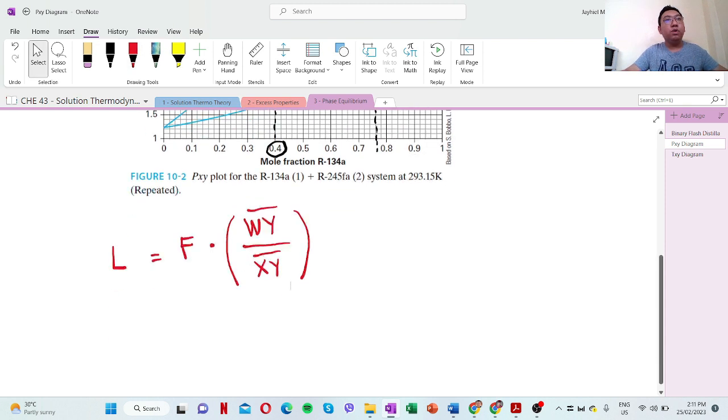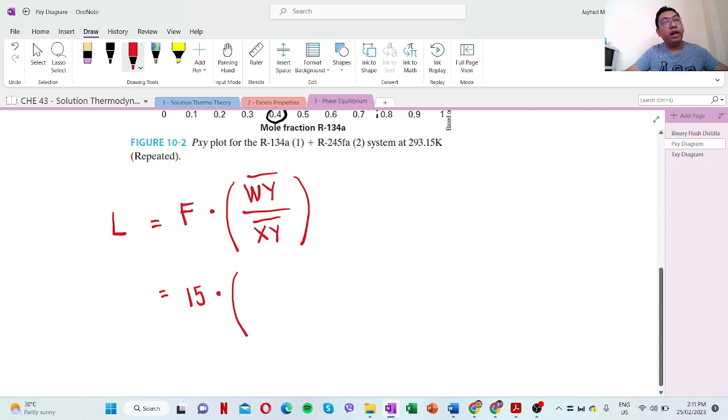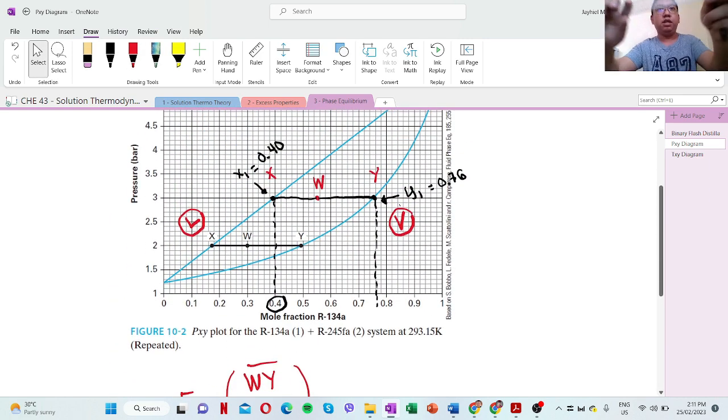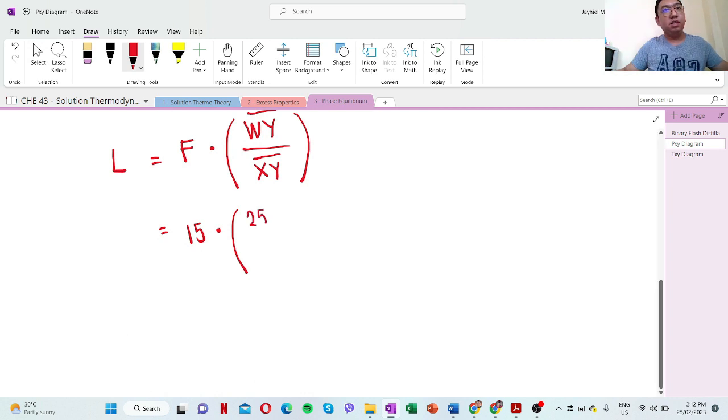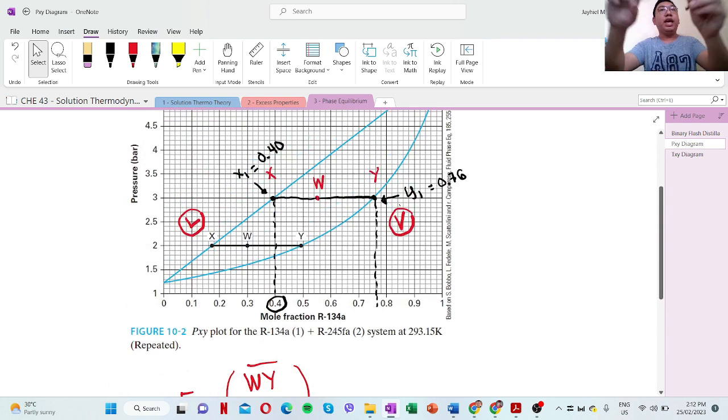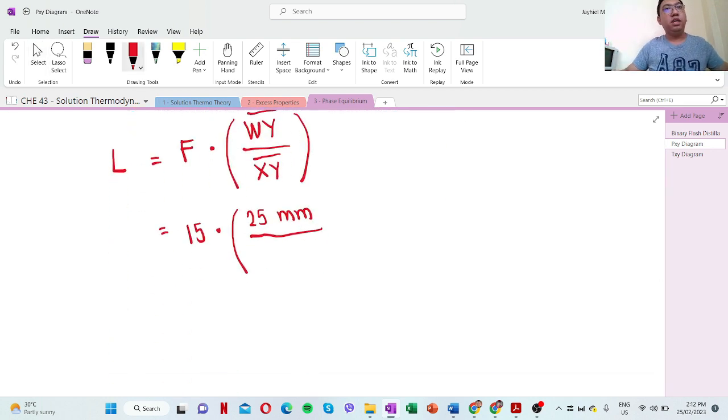and divide it by the length of the line segment XY. F here is 15 moles per second. I will not write the units anymore. So I will measure the line segment WY. You can use any dimension of length, inches or millimeters or whatever, because the units will just cancel out later. I will be using millimeters. According to my estimations, it's 25 millimeters. And for the total length XY, this is around 44 millimeters.